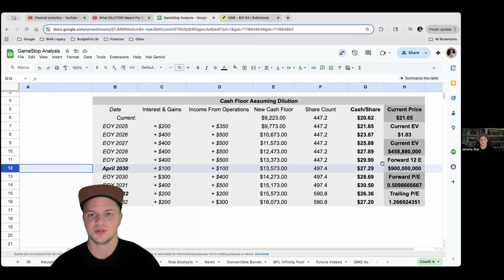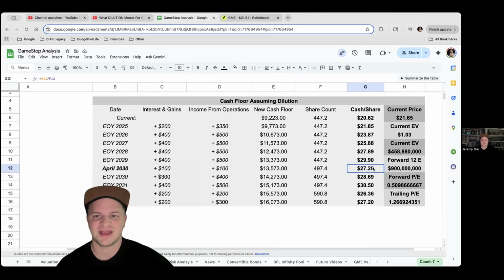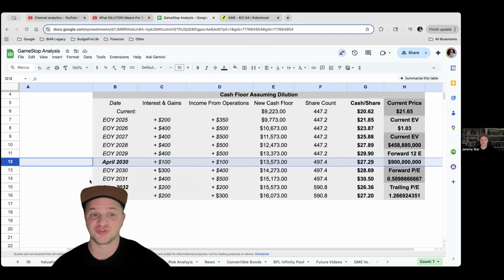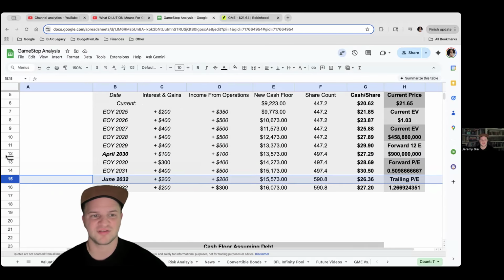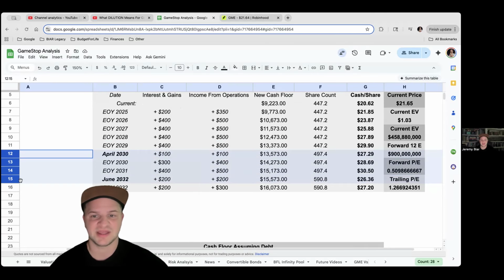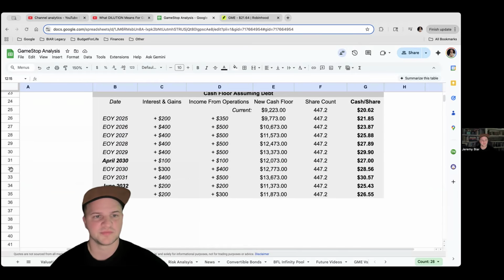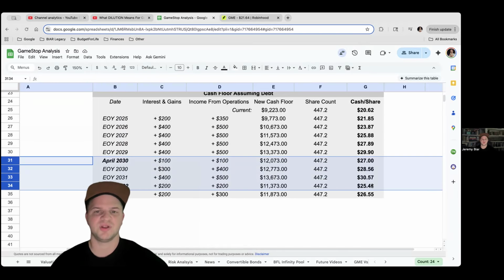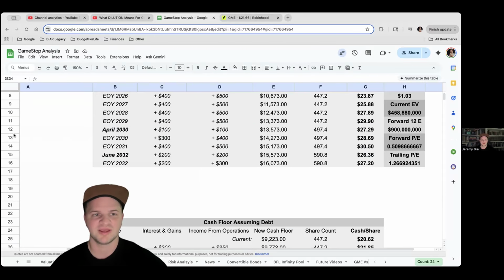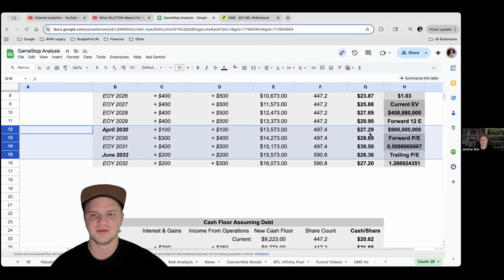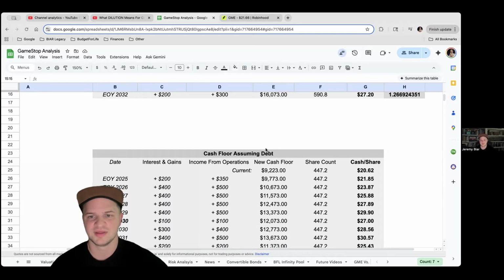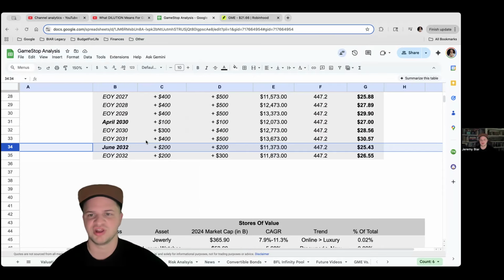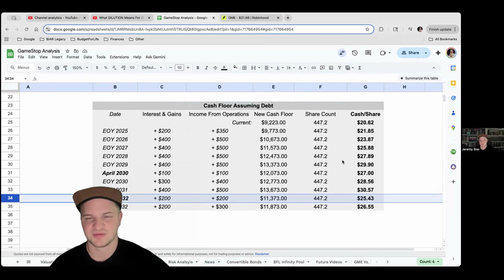Look, in dilution, their cash goes to $27.29 per share in the first tranche, and then $26 per share in the second tranche. That's if they dilute. If they pay it back in cash, look, $27 a share and $25.43 a share. It's like a 29-cent difference 5 years from now, and then it's less than $1 per share difference 7 years from now.